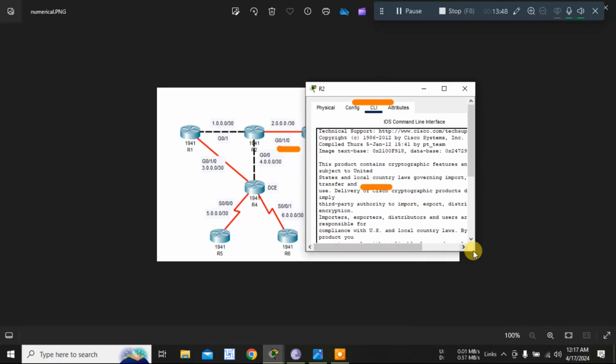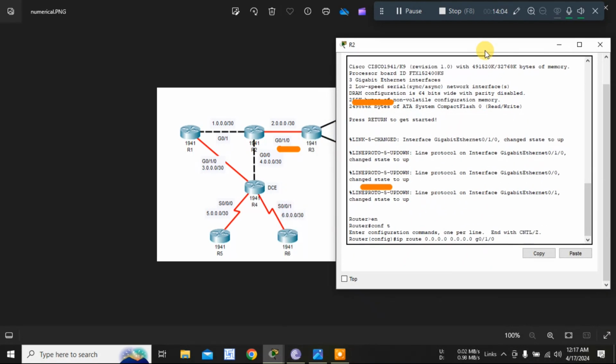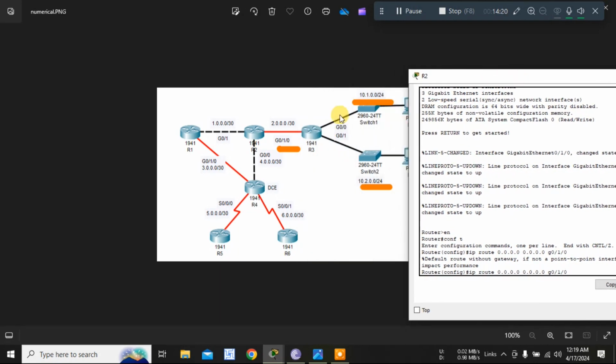See, 0.0.0.0 0.0.0.0, because if I provide 0 as IP and subnet mask, then the routing will be done automatically. I don't have to provide both 10.1 and 10.2. So this one is done. Next I will provide again IP route 0.0.0.0 0.0.0.0 via the other route. See, I have done for these two networks.